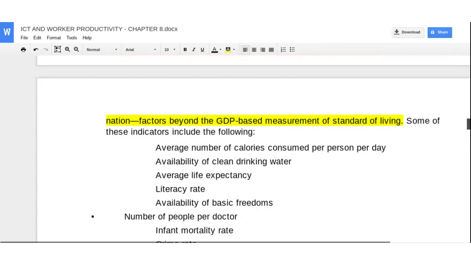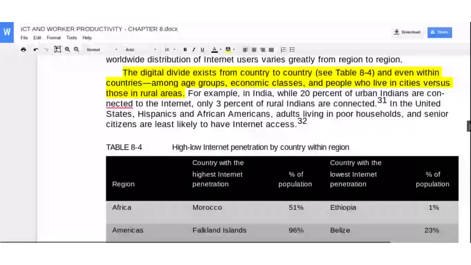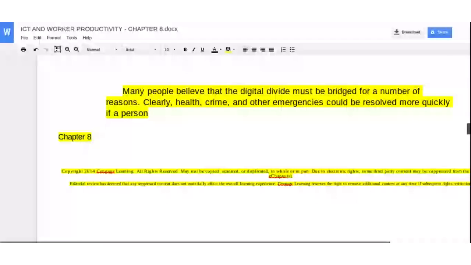The digital divide is a term used to describe the gap between those who do and those who don't have access to modern information and communications technology, such as cell phones, smartphones, personal computers, and the internet. So I think that will also be important to look at more closely. But as I said, keep only to the highlighted sections. Of course, there is just one chapter, but the material is a lot, and maybe it is not necessary to read the whole of that.